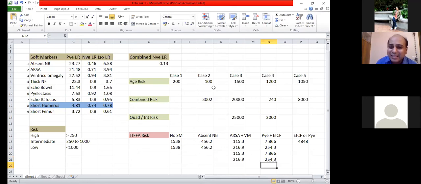So if we see these four cases, there was a high risk in first case, which was converted into low risk. There was a low risk in the second case, which was converted into intermediate risk. There was a very low risk in case 3, which was converted into very high risk. And same in case 4, which was quite a low risk, but it was converted into a high risk.